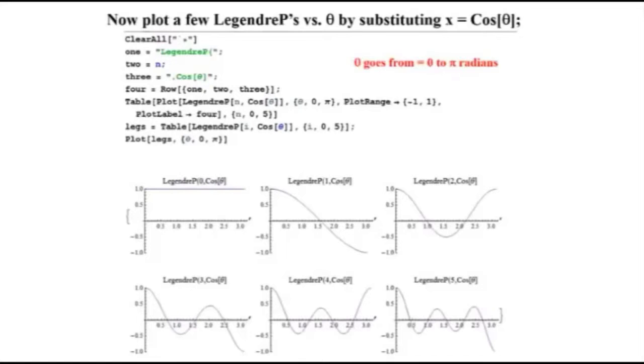This is equal to x, which is cosine theta, and that's what you see here. This is theta equals 0. This is theta equal pi. And so you have the cosine of pi, and so on. You have linear combinations of powers of x or cosine theta. So that's how these come about.